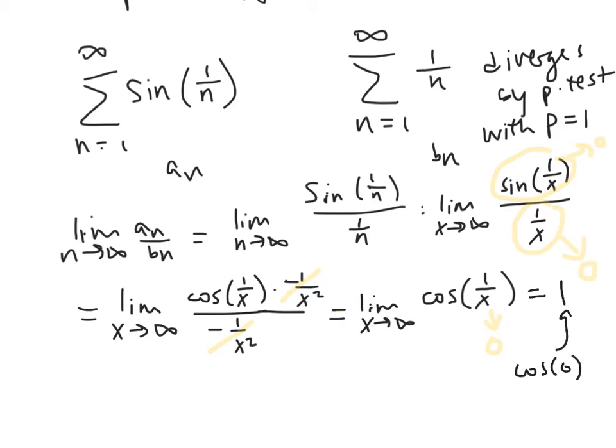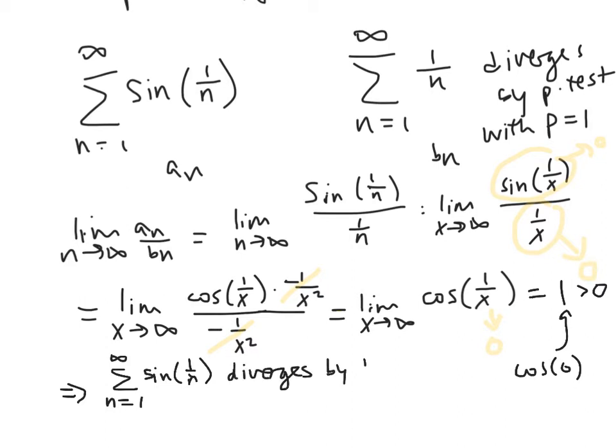What do we notice about this number? Well, it's positive and it's finite. Therefore, what this tells us is that the sum from n equals 1 to infinity of the sine of 1 over n diverges by the limit comparison test. All right.